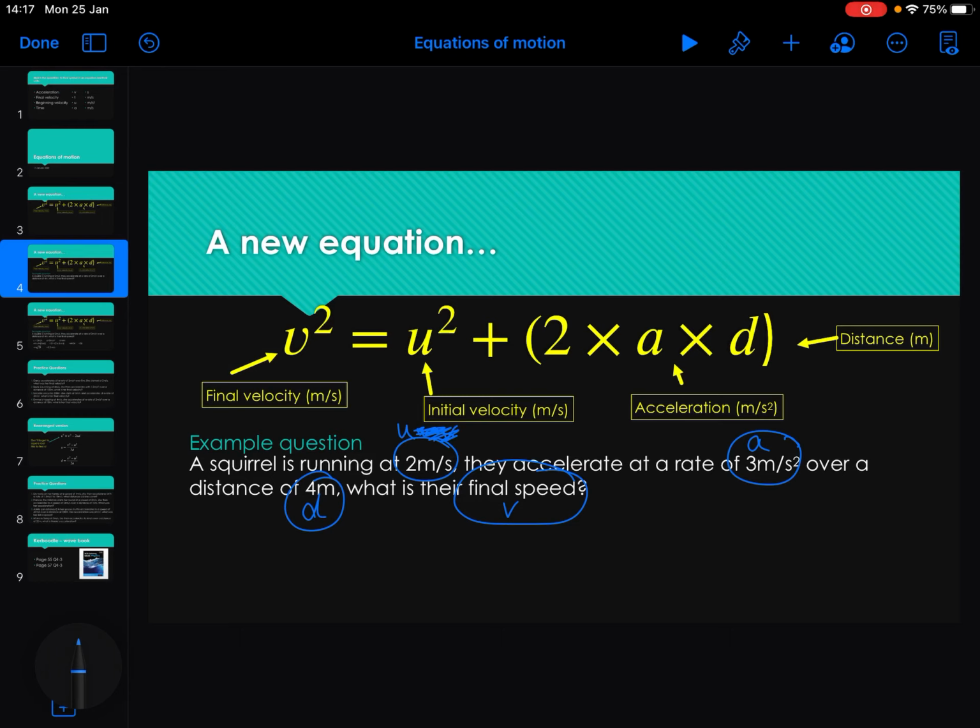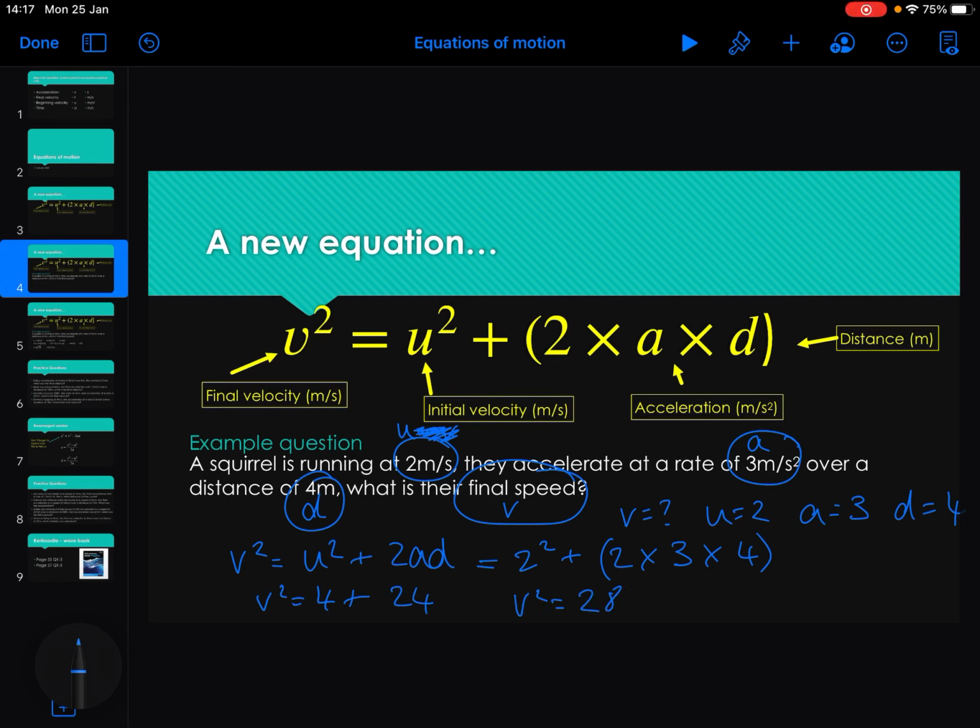So let's now write out what we know. V is a question mark, U is 2, A is 3, D is 4. I haven't bothered to put the units there because otherwise the squares confuse people, and I just thought, no, let's leave it. So, write out the equation. V squared equals U squared plus 2AD. Now let's plug our numbers in. So 2 squared plus, now please put this bit in brackets, 2 times 3 times 4. So V squared equals 4 plus 2, 12, 24. So 4 plus 24. So V squared equals 28.